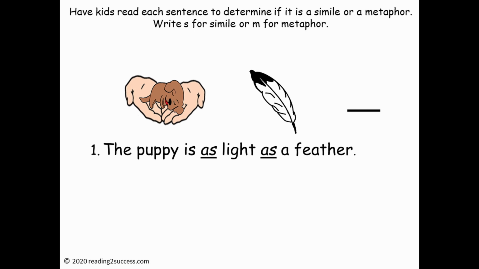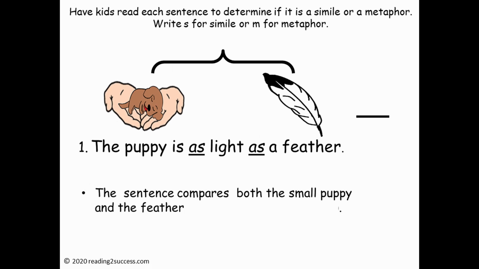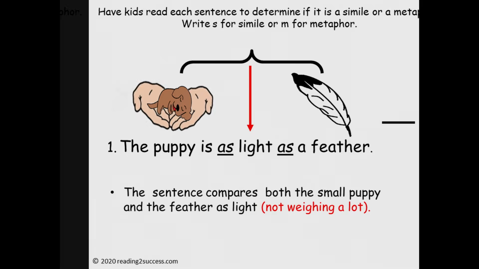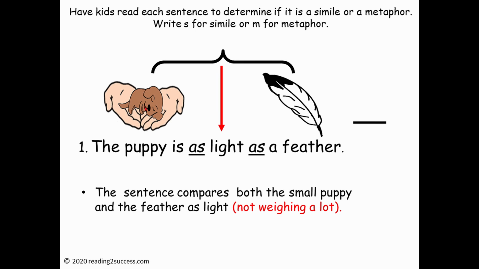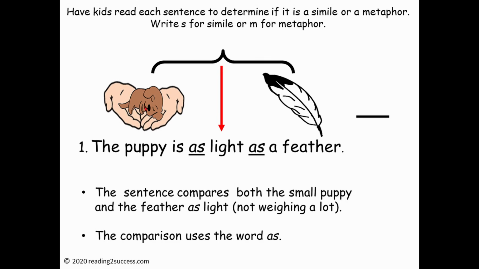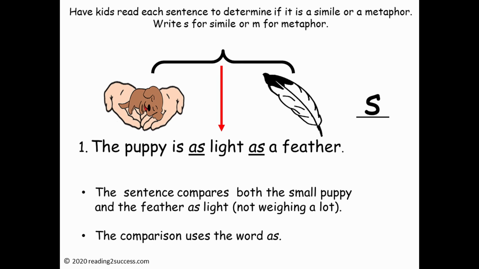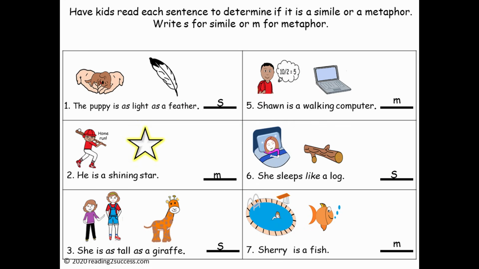With kids, read the sentence, "The puppy is as light as a feather." The sentence compares both the small puppy and the feather, not weighing a lot. The comparison uses the word as. It is a simile, so we're going to write S in the blank. This is the completed example.